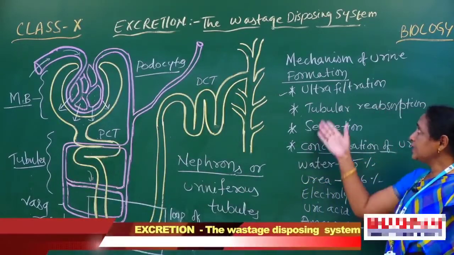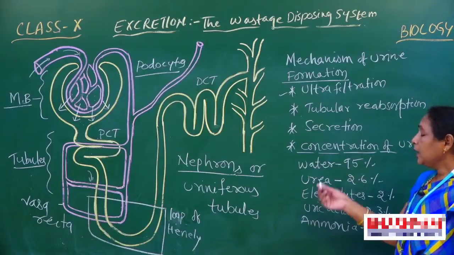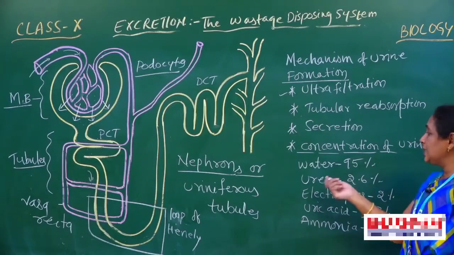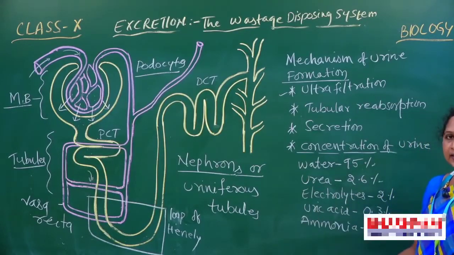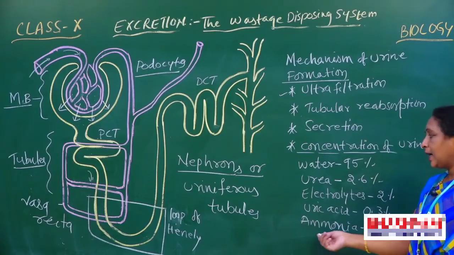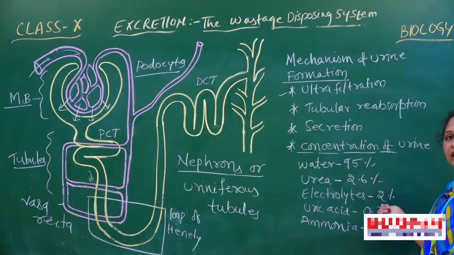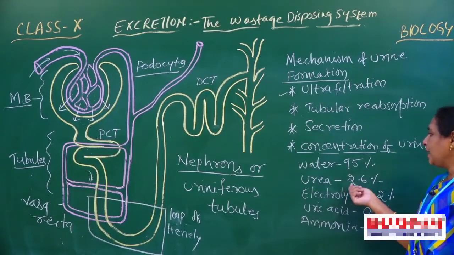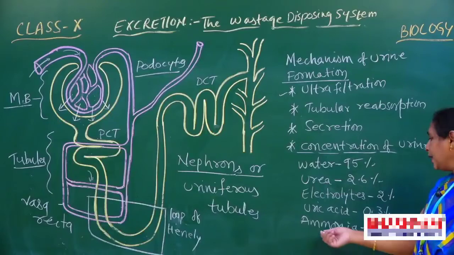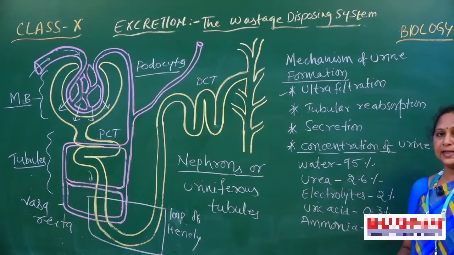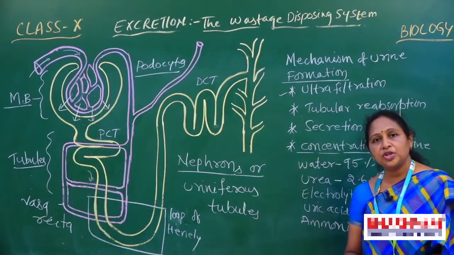Okay. The next step in the formation of urine is the concentration of urine. Normally, in human beings, urine consists of 95% water and some waste substances like urea, uric acid, and ammonia. Along with that, some other salts are present, available at 2%. Urea is available at 2.6%. Uric acid is present at 0.3%. Ammonia is present at 0.3%. So this is the concentration of the urine, otherwise called the chemical composition of the urine.